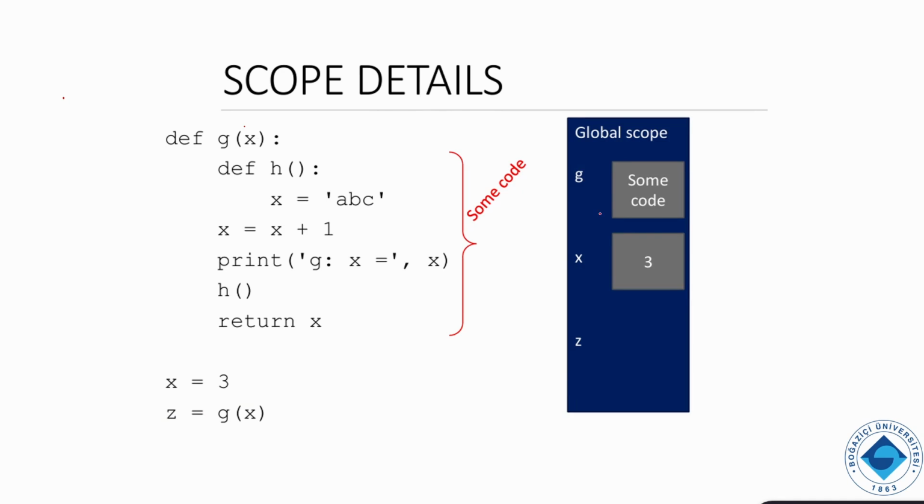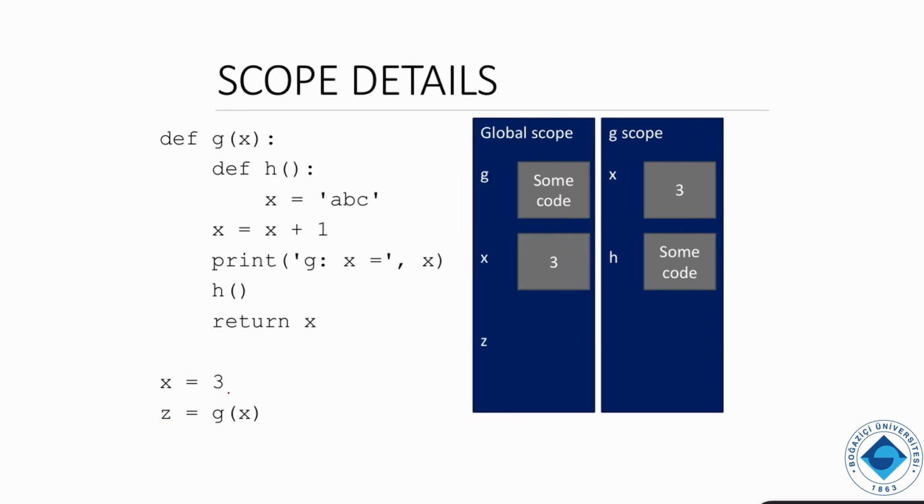In global scope, we have the g function, x and z. Here we have one function, and inside of the function we have one more here. And outside of the function, we assign the number 3 to x, and we assign g(3) to z. And let's start with the first step, x equals 3 and z equals g(3).